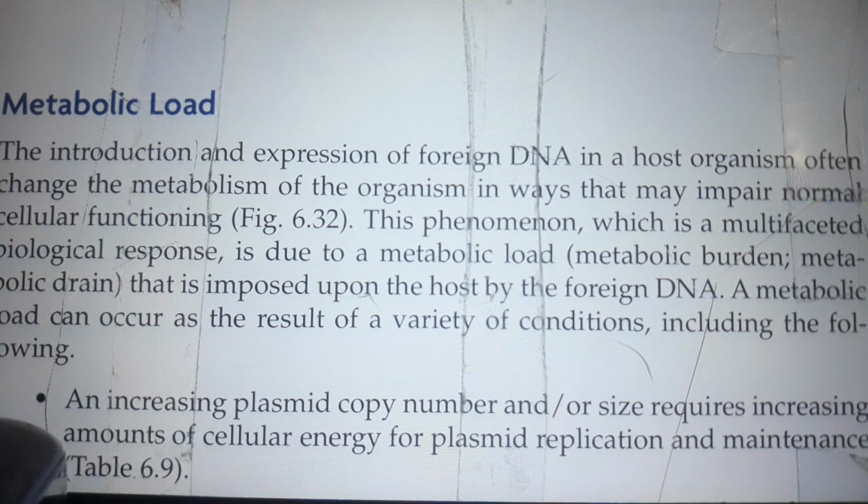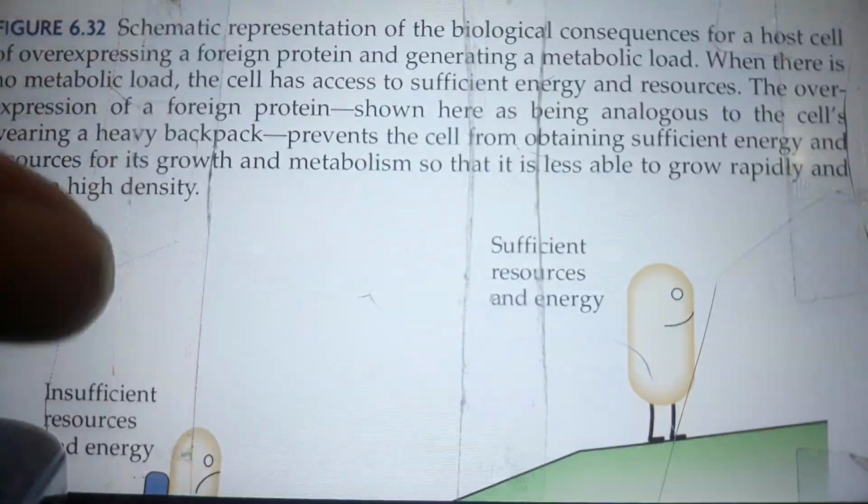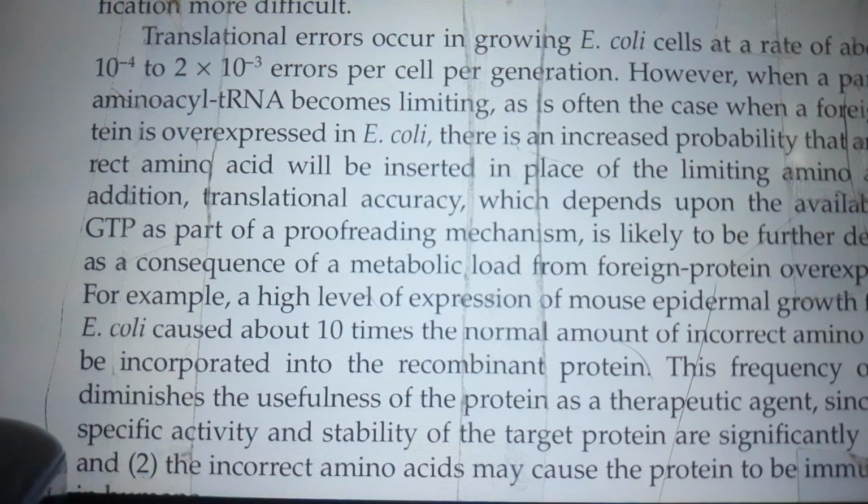And now the metabolic load. The introduction and expression of foreign DNA in a host organism often changes the metabolism of the organism in ways that may impair normal cellular functioning, with the following having been enumerated. Translational errors occur in growing E. coli cells at a rate of 2 × 10^-4 to 2 × 10^-3 errors per cell generation.